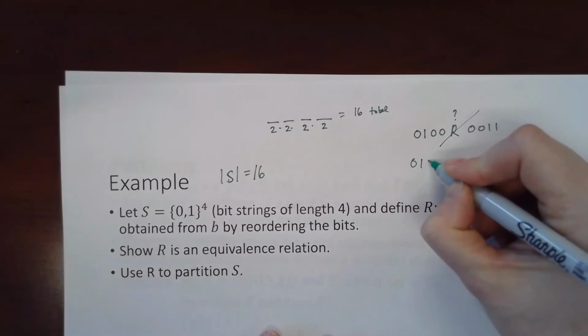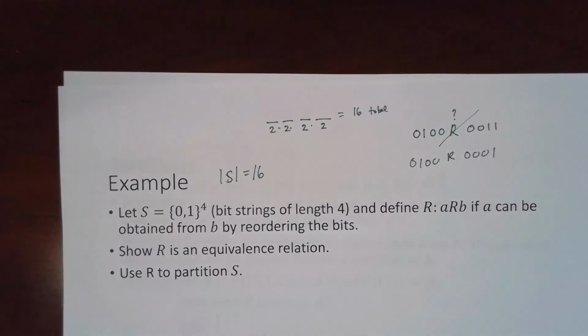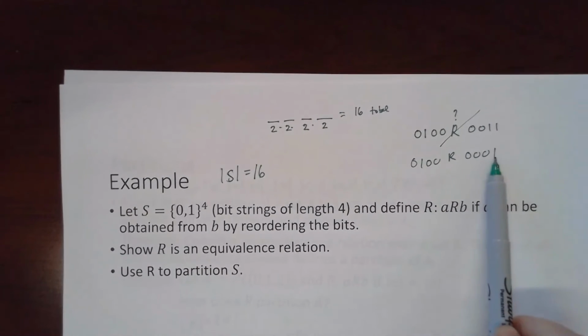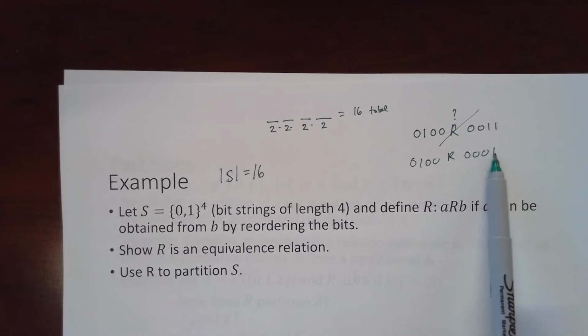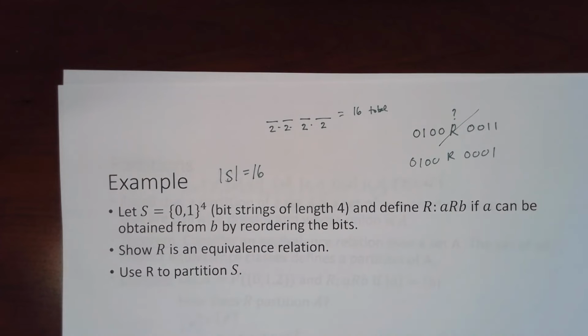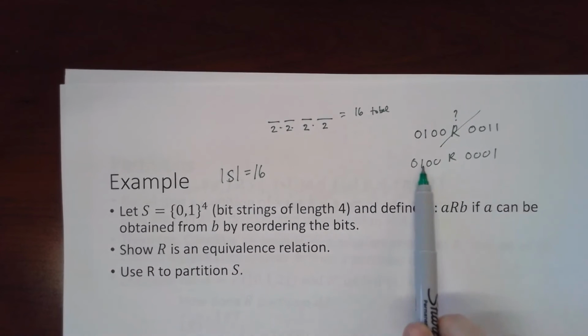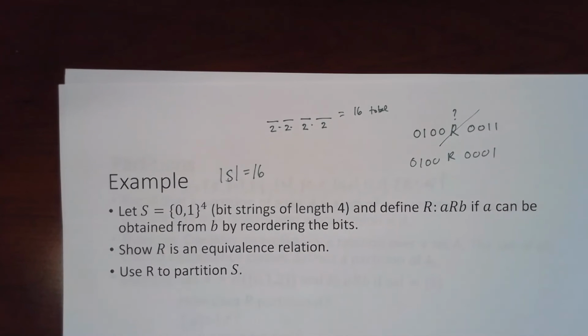But is 0100 related to 0001? Well, yeah, because this one only has 1 1, so I know there's some way I could reorder them. I could just change it so that this one came second and these ones came last, and I turned it into that one. So these ones are related. So we can quickly look at two things and see if they're related simply by counting the zeros or counting the ones. Counting the ones is usually a little bit easier. If this one has 1 1 and this one has 1 1, clearly I can reorder this one and turn it into that.